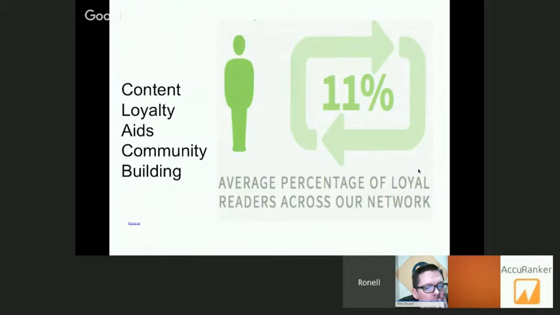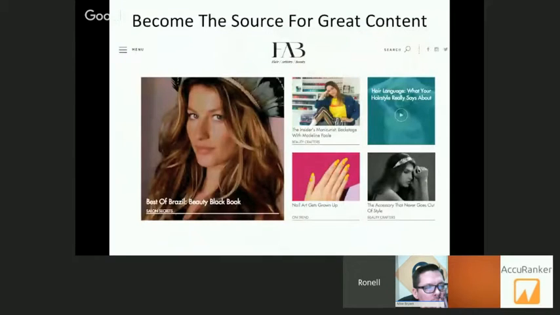And so we have to focus on optimizing for that, whatever it is that helps us get those loyal readers. I think about something this website's doing. I think this is L'Oreal, one of the major brands, has this flair, artistry, and beauty.